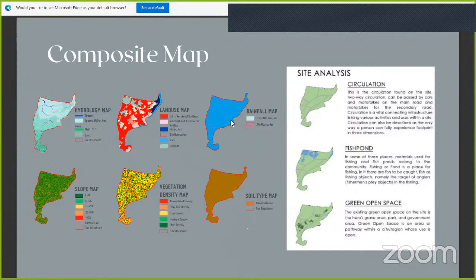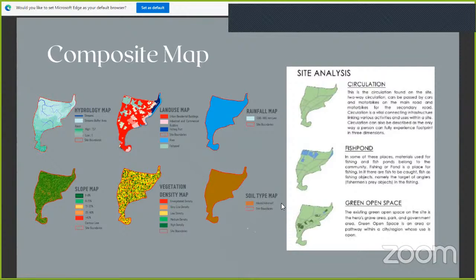In the rainfall map, you can see that the site has an average of 1,200 to 1,800 millimeters per year. Then this is the slope map, and you can see that most of the areas in the site have 0 to 8% slope. In the vegetation density map, most of the areas have low vegetation density. And lastly, the soil map. The type of soil in the site is alluvial hydromorph.